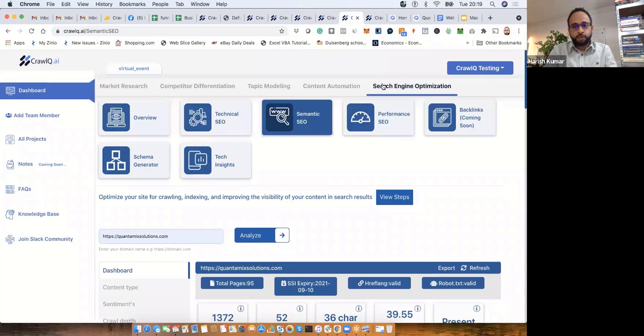In the meantime, there's another feature called search engine optimization. And that's where I started, because everyone wants to start from here.